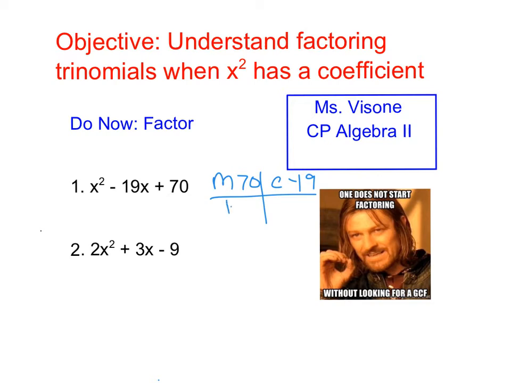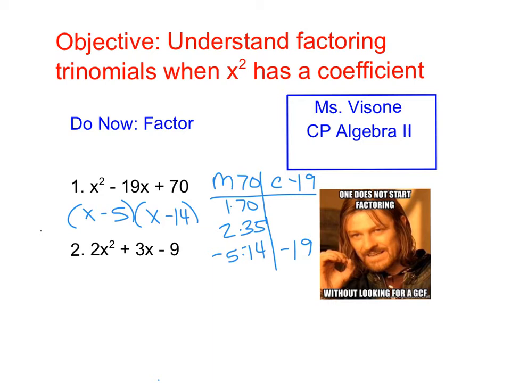Let's see, 1 times 70, 2 times 35. 3 doesn't work, 4 doesn't work, 5 times... 5 and 14. That gives us 19, and we make both of them negative. x minus 5, x minus 14. Now number 2 has a GCF of 2.